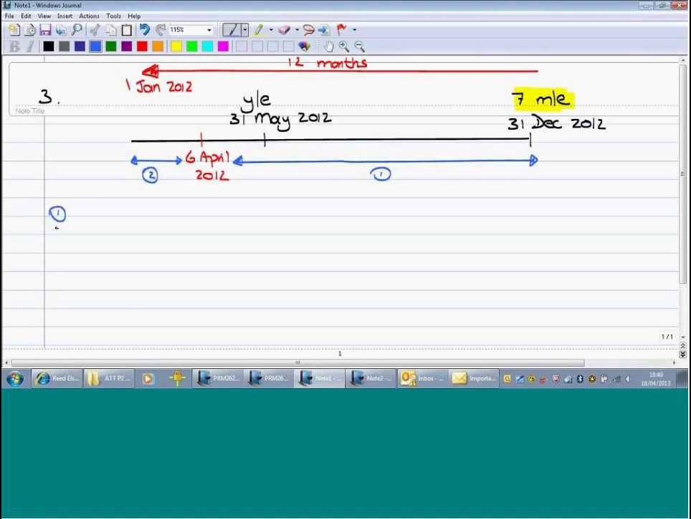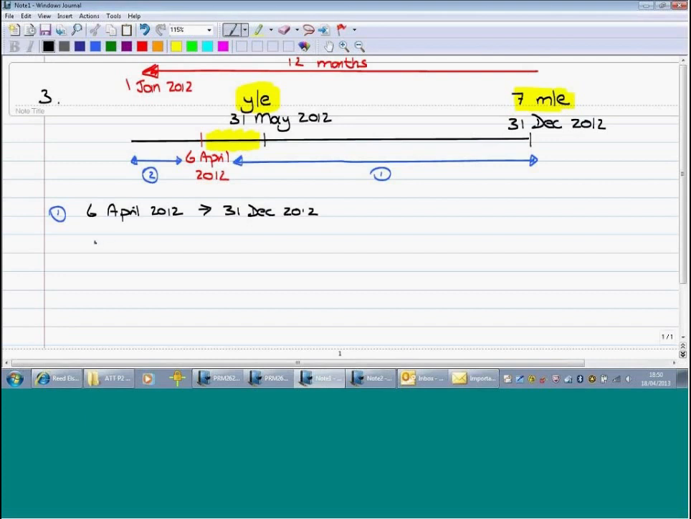So first of all, step one then, looking at the period from the 6th of April 2012 all the way through to the 31st of December 2012. But the problem we've got in this calculation is that these months from the 6th of April to the 31st of May fall in this accounting period, and the rest fall in the 7 months to December 2012. So we need to split this again in two.